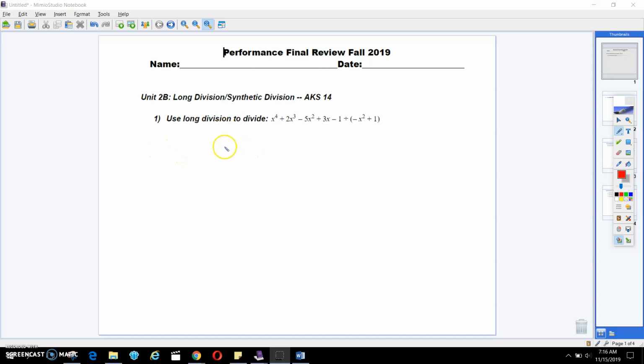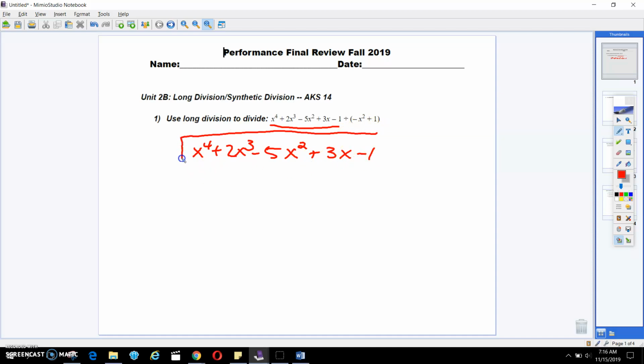So we're going to do long division today. What we're going to do is write out this first thing underneath the division line. So this is going to be x to the fourth plus 2x to the third minus 5x squared plus 3x minus 1. You got to make sure that this is in standard form, standard form being descending exponent order.